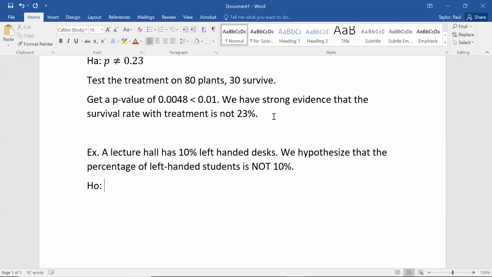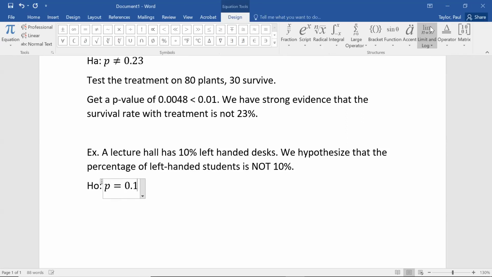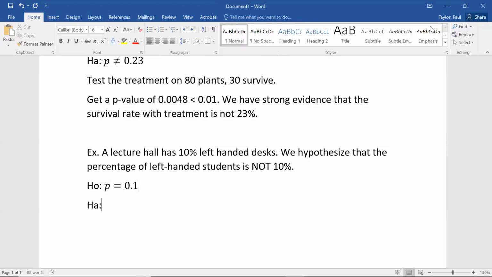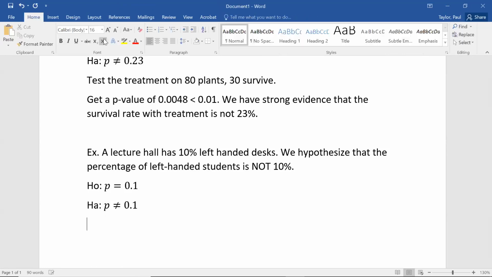So our null hypothesis is that the proportion of students who are left-handed is 10%. That's the number that whoever was putting together the lecture hall was using. Our alternative hypothesis is that that number is wrong. And we need a testing level, so we're going to test at the 5% level.